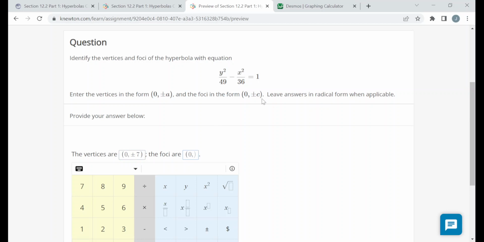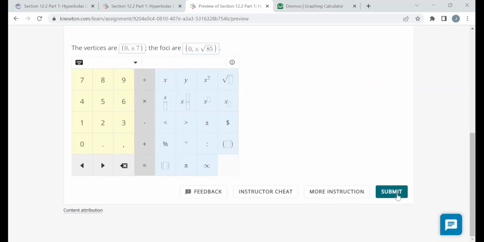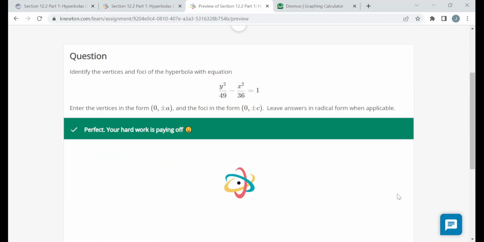The foci should be on the same line as the vertices. We just need that c. Remember, c squared is a squared plus b squared for a hyperbola. 49 plus 36 is 85. Alright, so (0, square root of 85) and (0, negative square root of 85) will be the foci. So 0, comma, plus or minus the square root of 85, which doesn't simplify any further. Right, that's good. Wonderful.